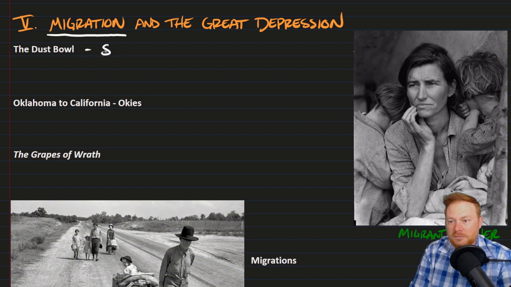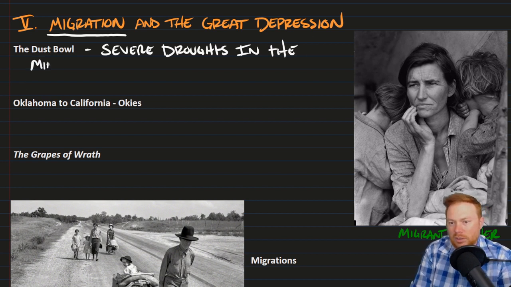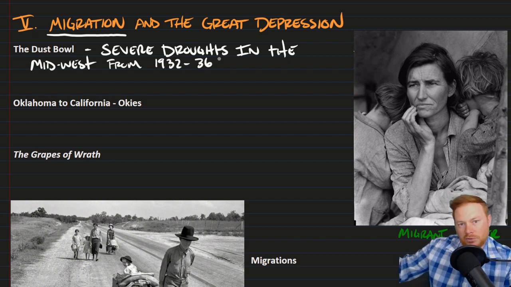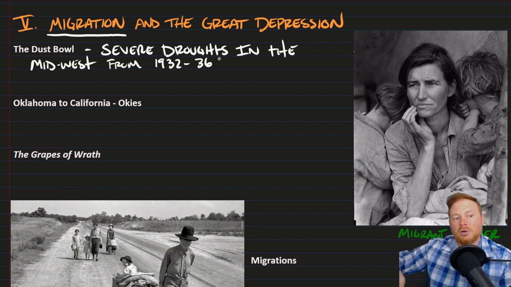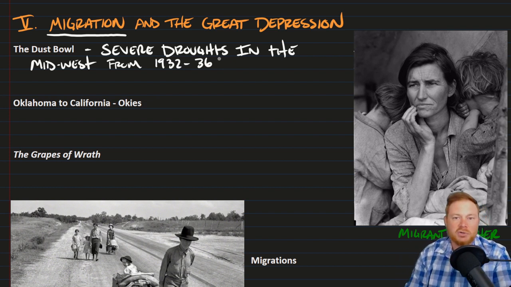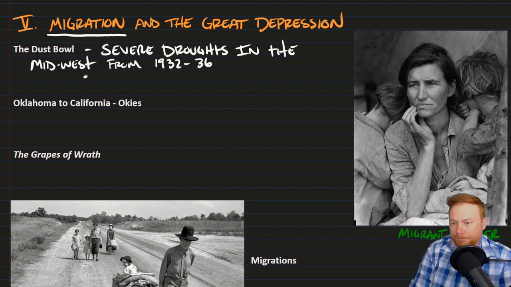And the Dust Bowl, these are the severe droughts, say in the Midwest, much of the area, from 1932 to 36. So it's like we already have all these other problems going on with the economy, and then we just happen to get some of the driest weather in a century that comes at the very same time. And the Dust Bowl.